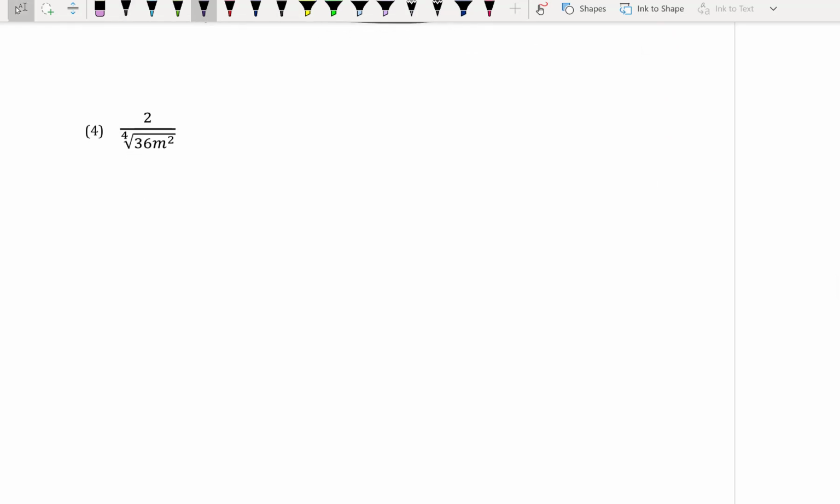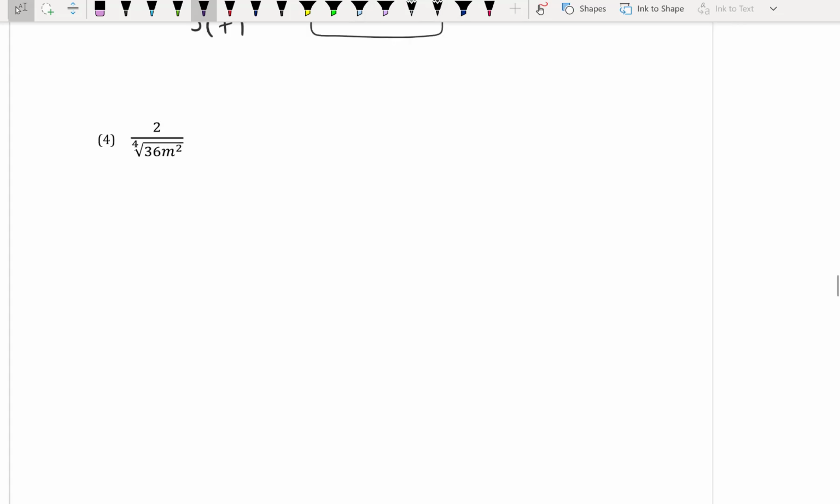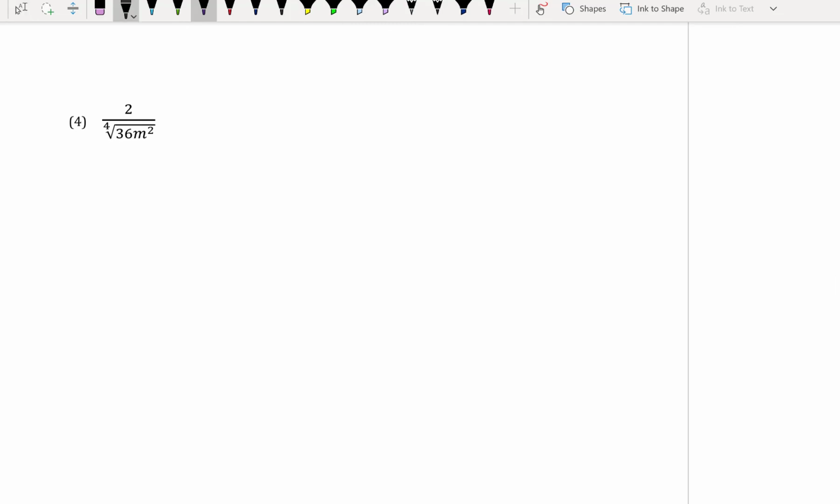Now let's take a look at number 4. I can see that my denominator here for number 4 has an index of 4, so I'm going to have to simplify that a little bit more. So let's look at the numbers that we have. It looks like we have the number 36, so we can split that out as 6 times 6. That can be split up as 2 times 3. So I have that 36 is equal to 2 squared times 3 squared.